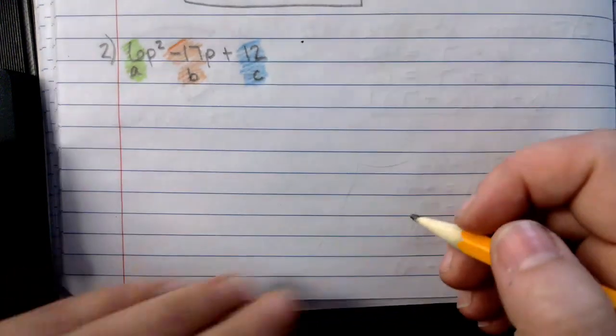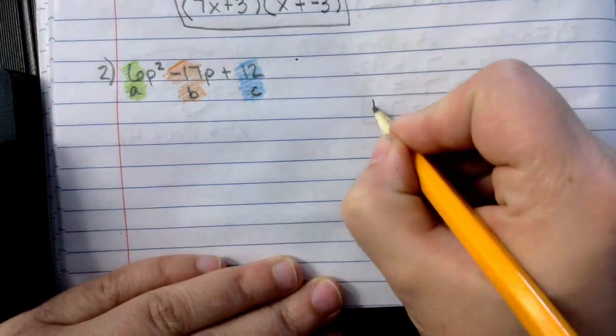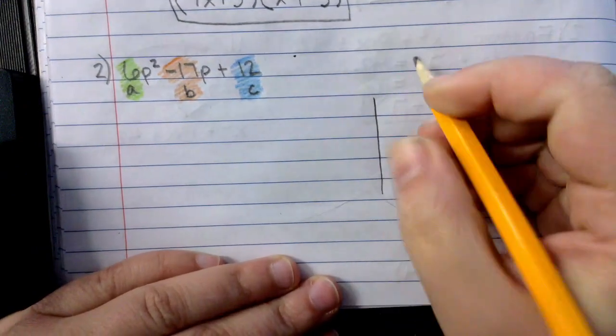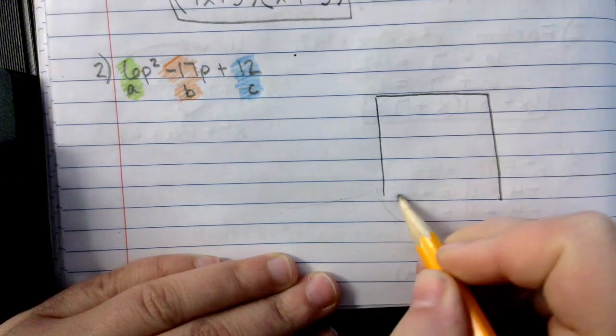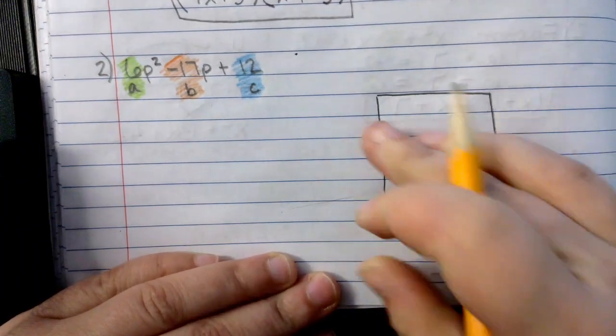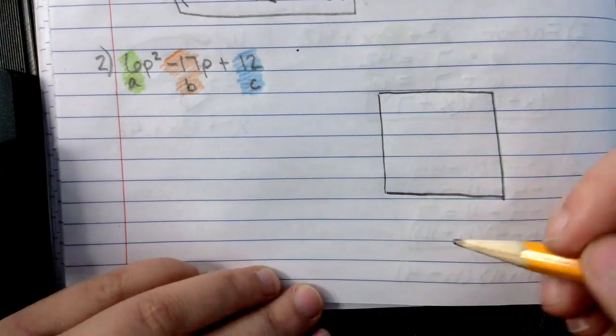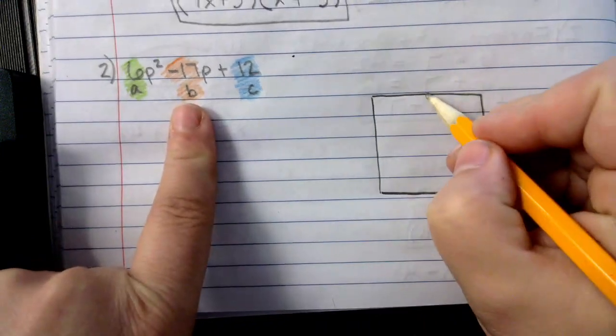Alright, so I'm going with my area model. How many boxes do I make in my area model? 4, which is why I like to think that it's called a quadratic, because a quadratic is 4, but this is really a trinomial. It's only 3 parts.